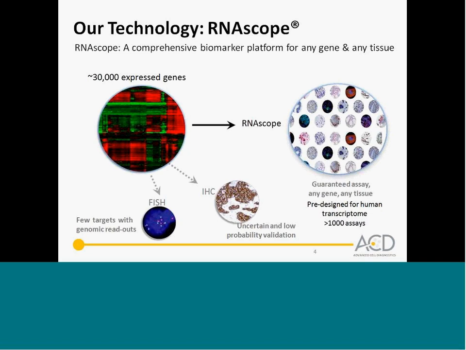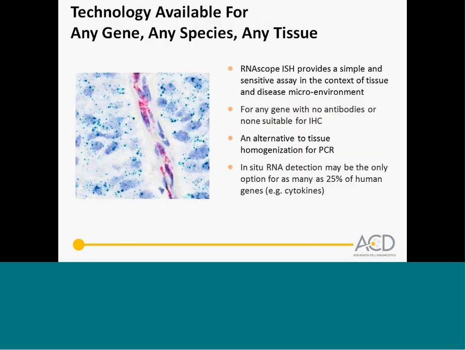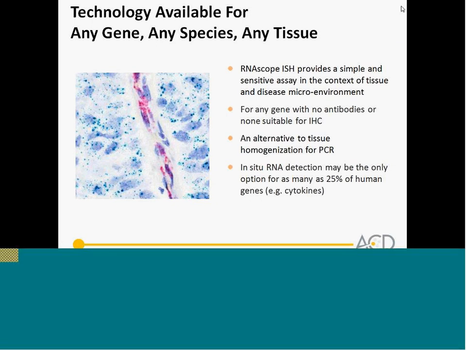We can design probes for any gene, any sequence within 2 weeks. And we've also pre-designed probes for the entire human transcriptome. We have over 1,000 assays currently available off the shelf and growing. It's a very sensitive assay that's very simple to use, just like IHC. And it allows you to visualize the gene expression in the context of disease and microenvironment in the tissue.